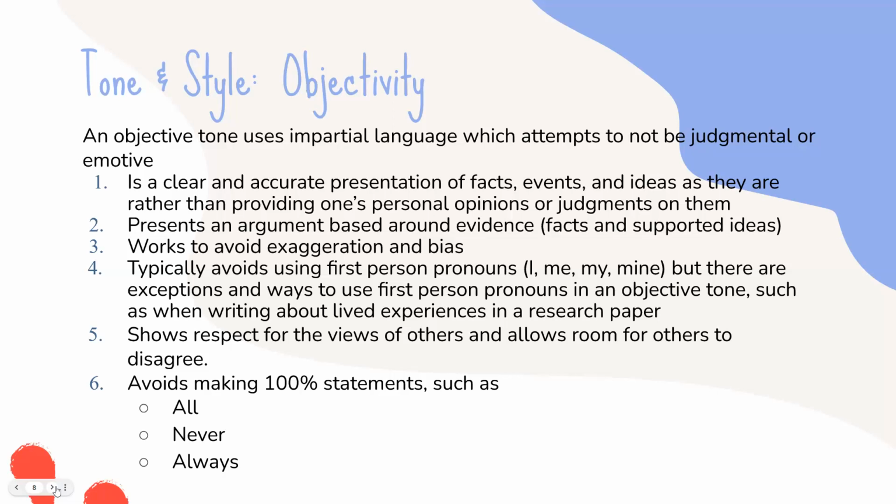Typically, this type of language avoids first-person pronouns or points of view, so using pronouns like I, me, my, or mine. There are exceptions, of course, to this, especially if you're writing a research paper and you're writing about lived experiences within that paper. And then showing respect for the views of others and allowing room for others to disagree. Also, with this tone or style, you would want to avoid making 100% statements, such as saying something is always one way or never one way, or everyone agrees with something, because that's rarely the case.